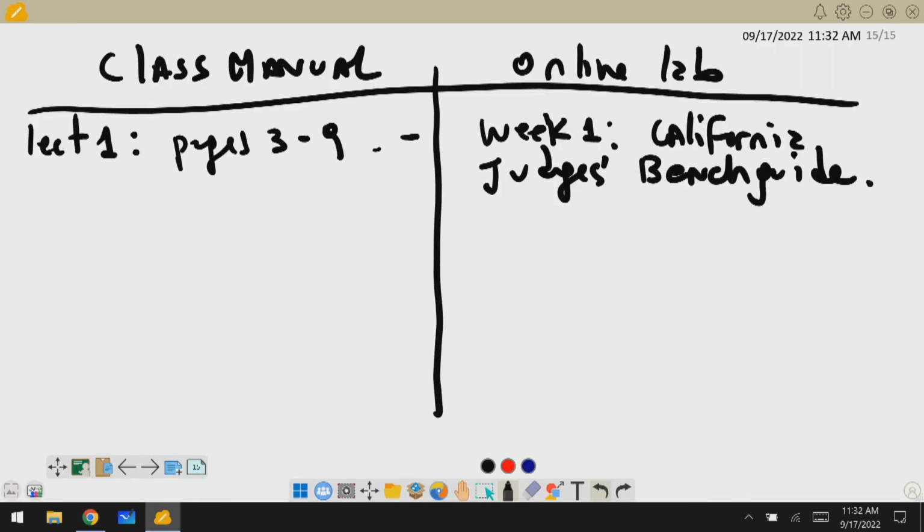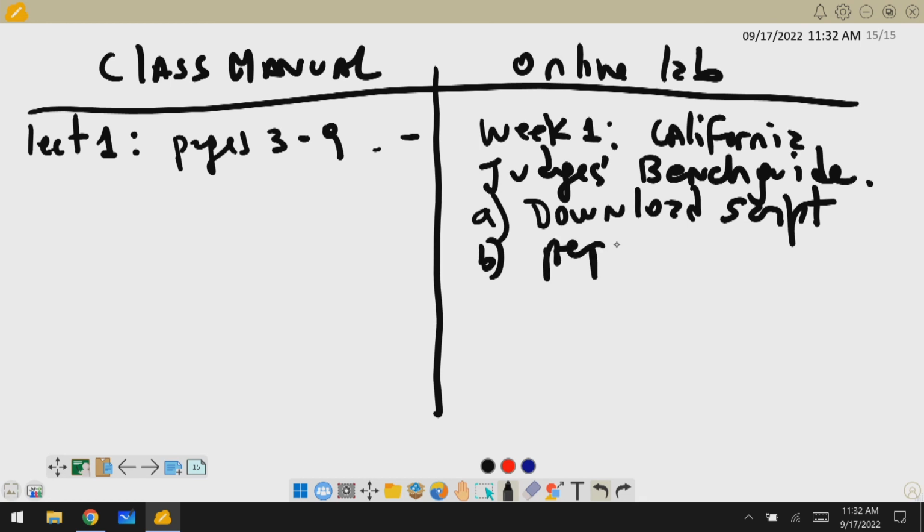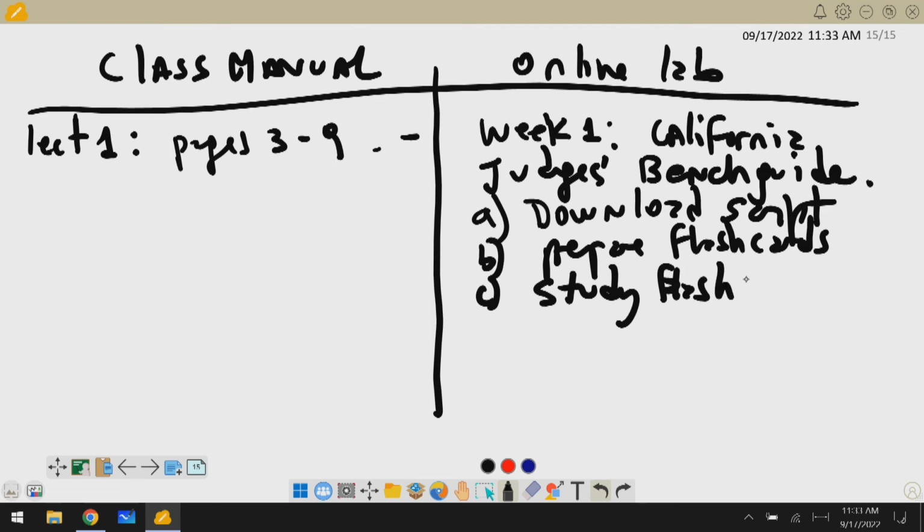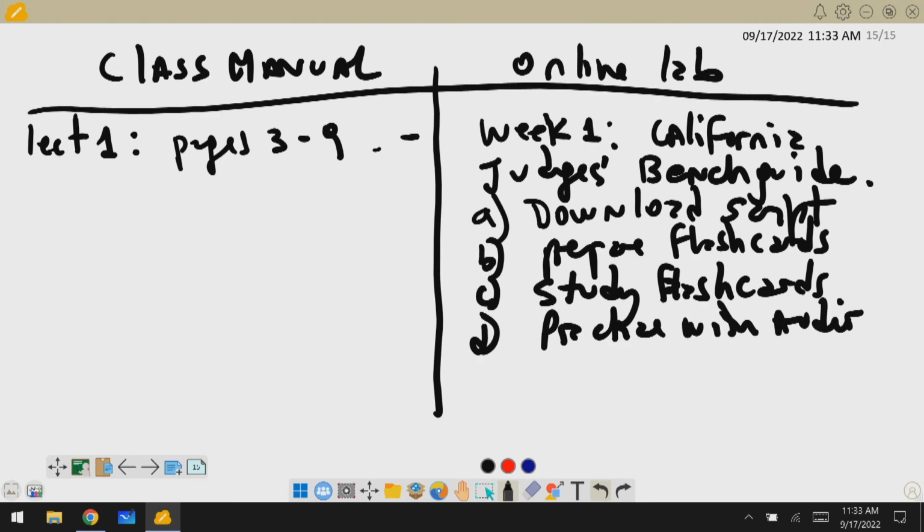So we already know that this is the first thing you're going to do with the Judges Bench Guide: A, download script; B, prepare flashcards; C, study flashcards; D, practice with audio. So what you do is you download the script, as I showed you earlier. You create the flashcards, as I showed you earlier. You study those flashcards.